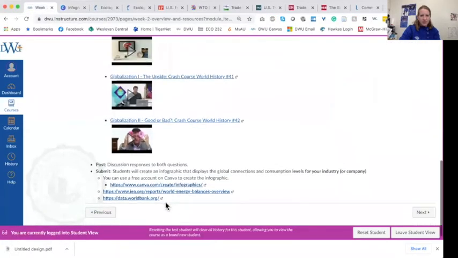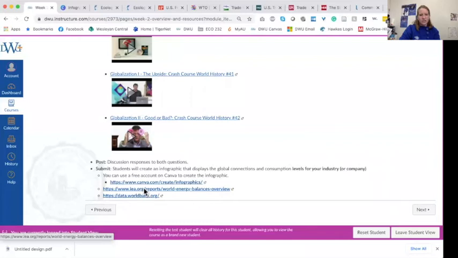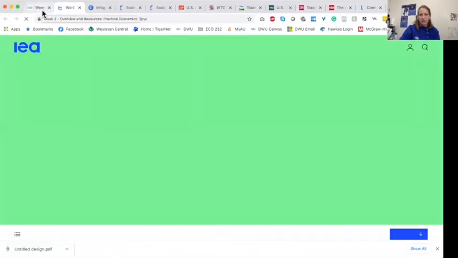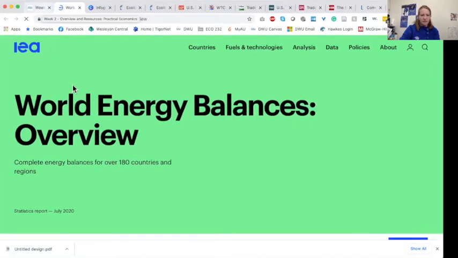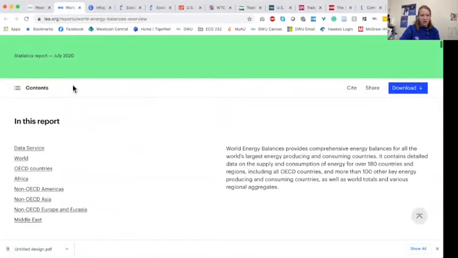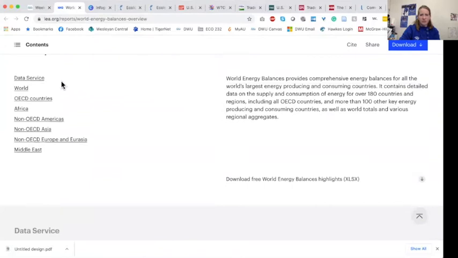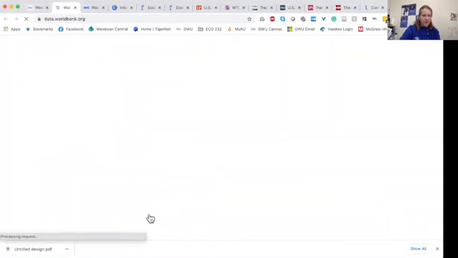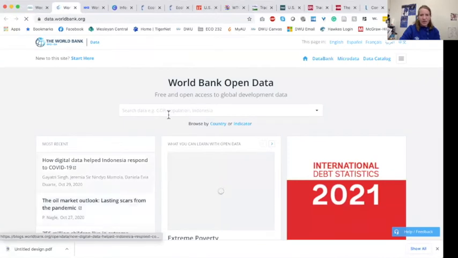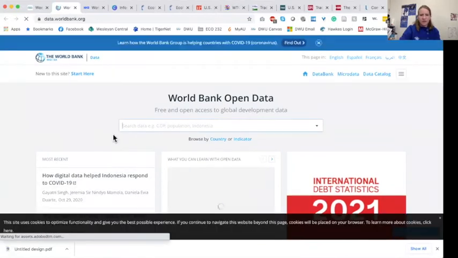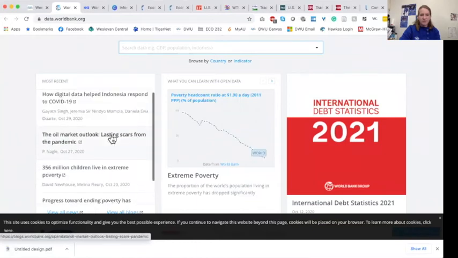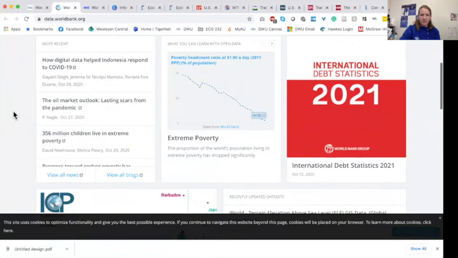Again, these are just resources and websites to potentially help you out with your applied assignment this week. World energy balances, just some overview on how energy is being used throughout the world and by some of the largest countries. And then the data from World Bank. Again, you can search for some countries in their data and see what you can find, see if there's any way you can use that to help you out with this applied assignment this week.